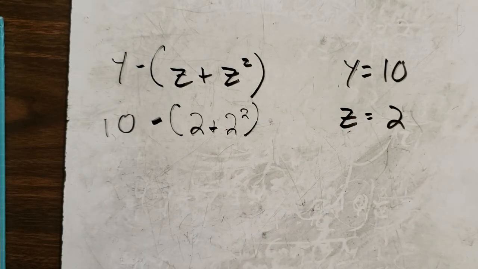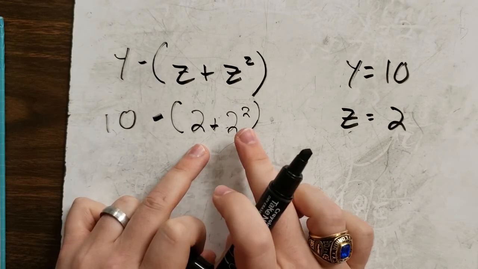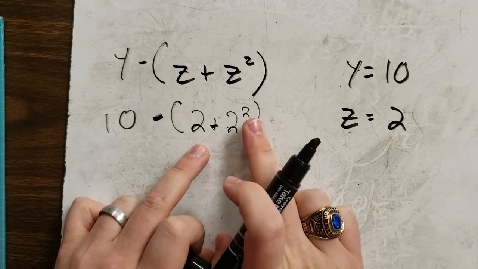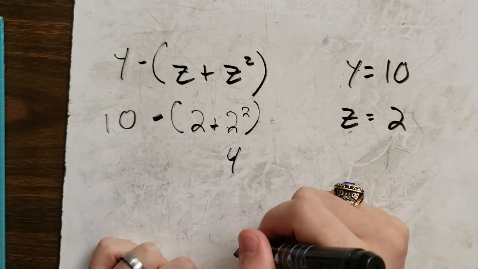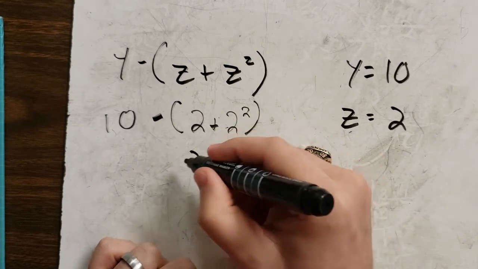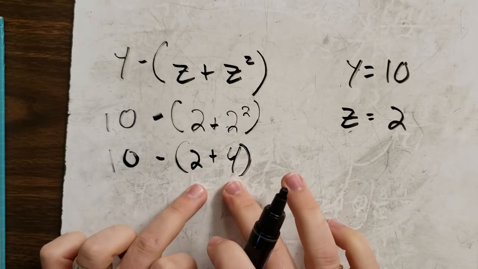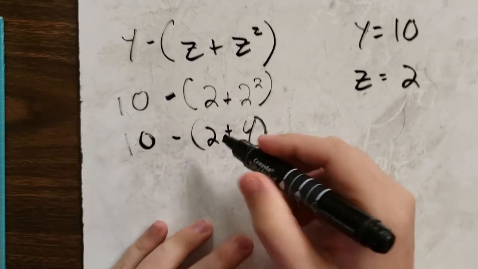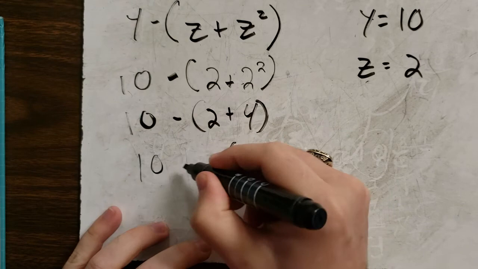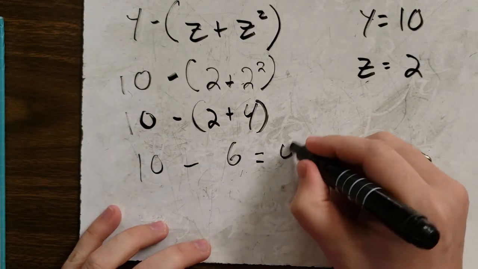Now, order of operations says we must do parentheses first, so we look at our parentheses. In our parentheses, we have an exponent, so we do our exponent in our parentheses first. 2 squared equals 4. Bring down the rest of our parentheses. So now, parentheses, 2 plus 4 equals 6. Bring down the rest of our equation. 10 minus 6 equals 4.